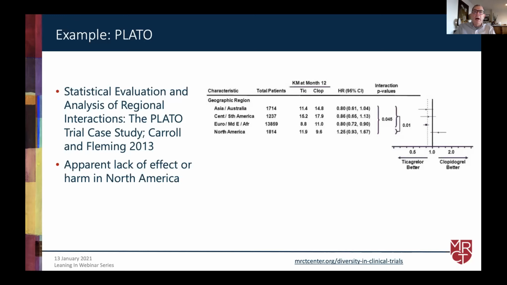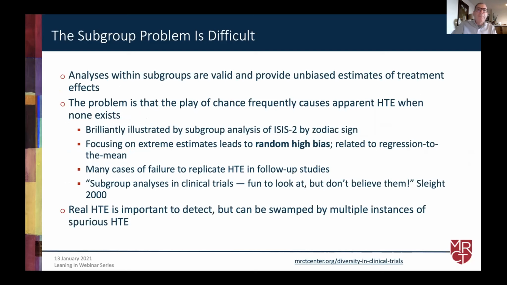And in fact, while ticagrelor appeared to be superior in most regions, in North America it was the opposite, and clopidogrel appeared to be superior. So in this case, there was again apparent heterogeneity, and it appeared to be a qualitative interaction that we were observing.